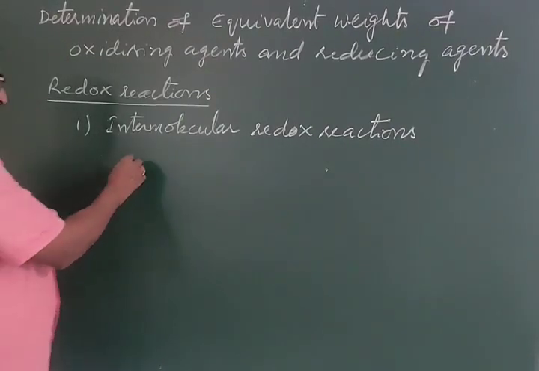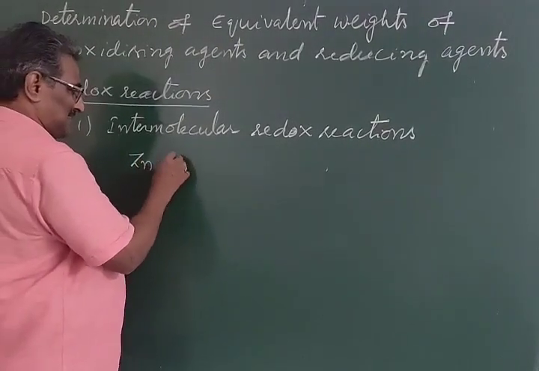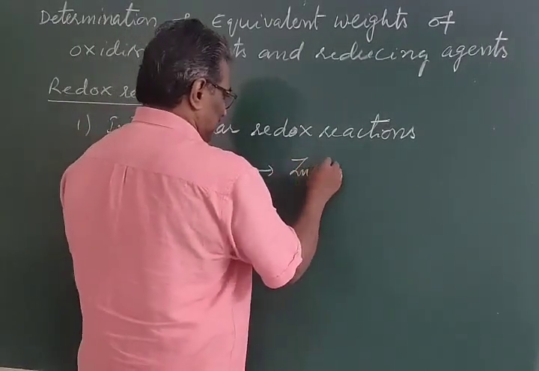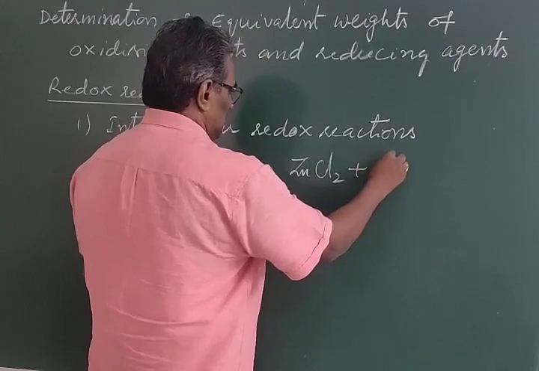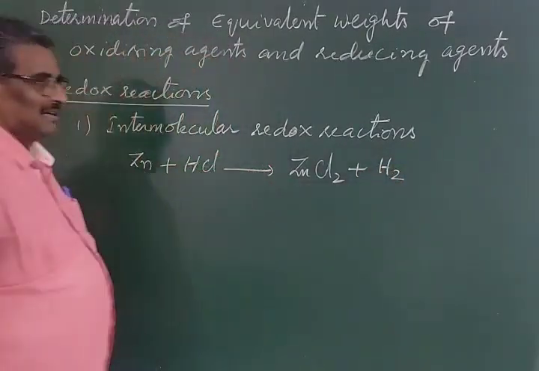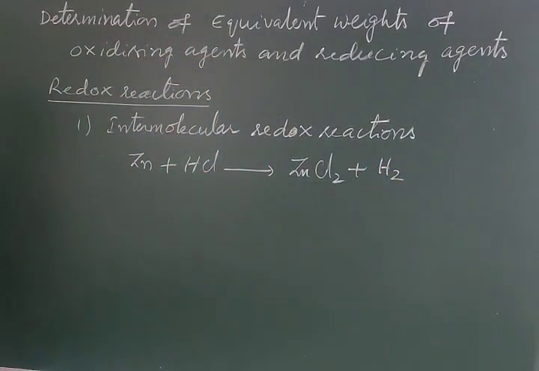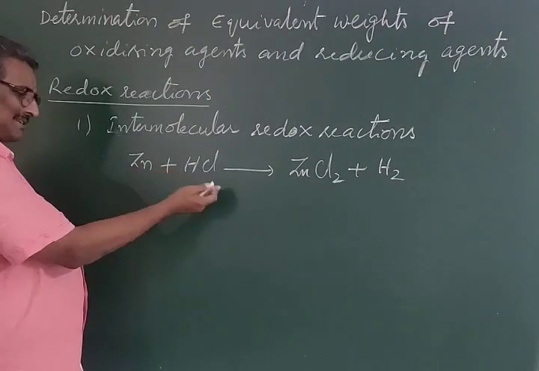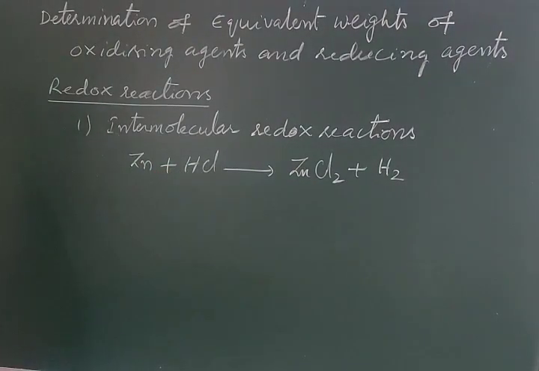For example, Zn plus HCl gives rise to ZnCl2 plus H2. This is an example of intermolecular redox reaction. In this reaction, this is not a balanced equation. Actually, in order to find whether the reaction is redox reaction or not, you need not balance it.